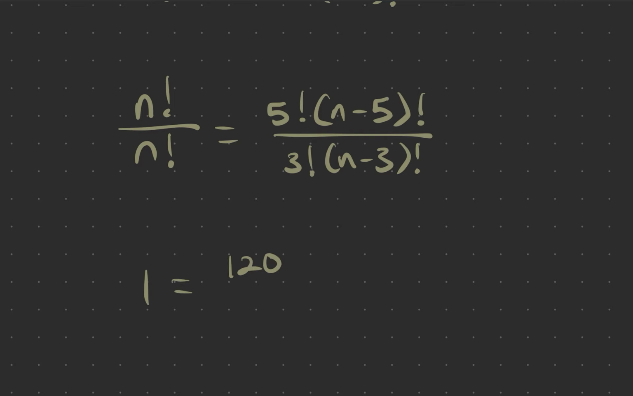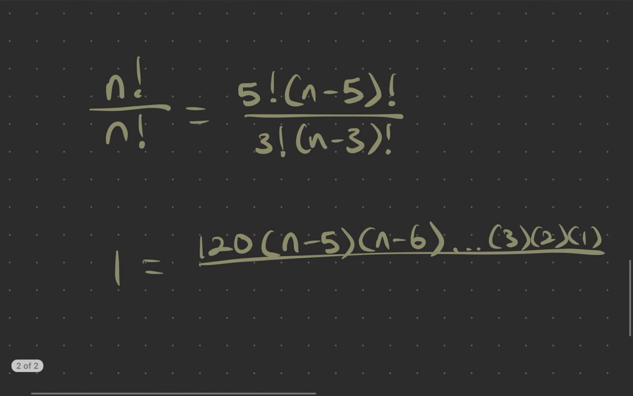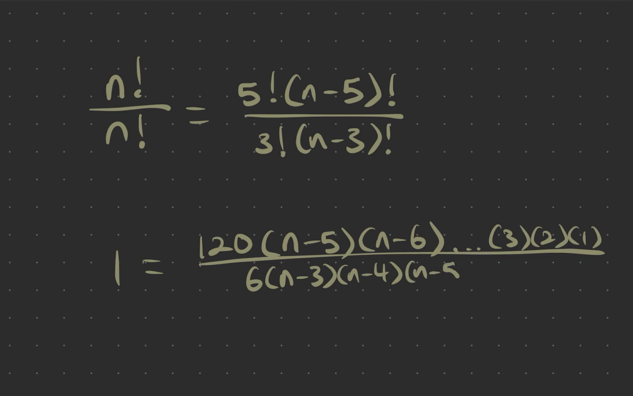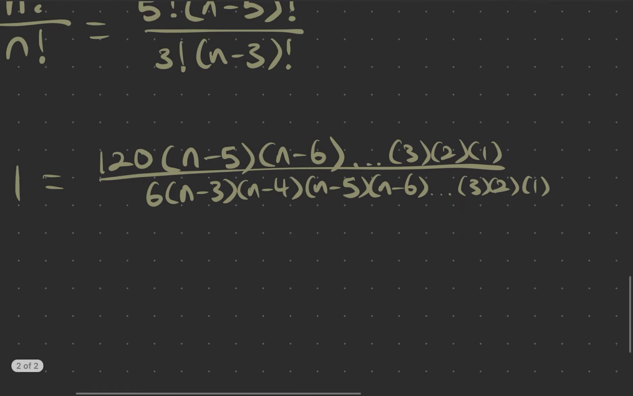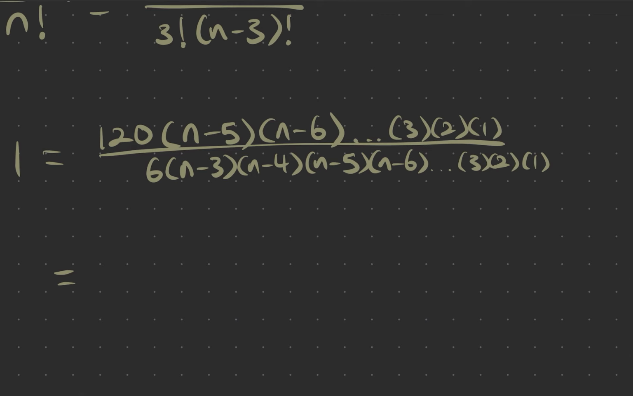So we got 120 with n minus 5, n minus 6, and it goes on until 3, then 2, then 1. And then we got 3 factorial, which is just 6. And then we've got n minus 3 factorial, which is just n minus 3 times n minus 4 times n minus 5 times n minus 6. It goes on until 3, 2, 1. So we cancel out those which are common: n minus 5, n minus 6, 3, 2, 1, all the way at the back.